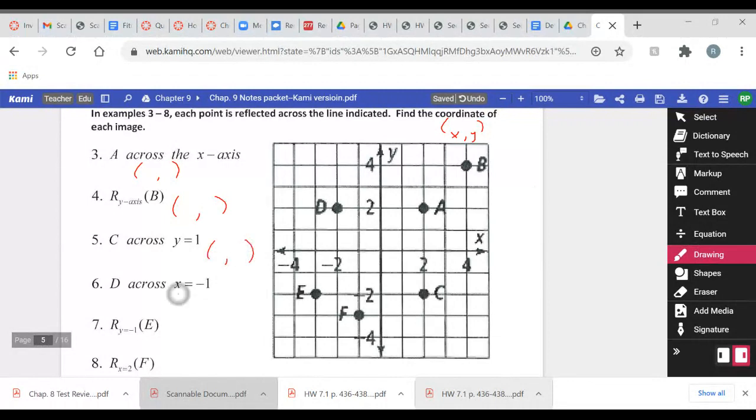There may happen to be a letter that ends up at that spot, but to answer the question, we're going to answer with coordinates. So you just need to reflect each point across whatever line of reflection it's talking about and name where that new spot is. It might be helpful to do this in pencil because you're going to have different lines of reflection and different points. And it might help to do one and then erase it and then do another.